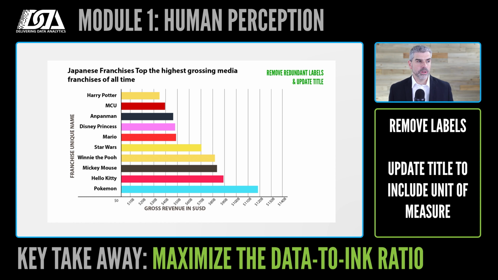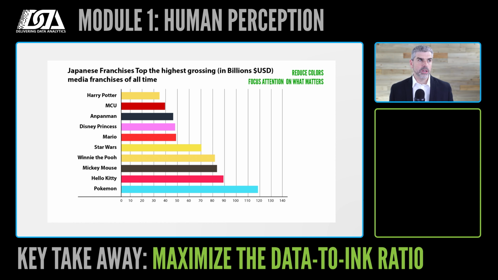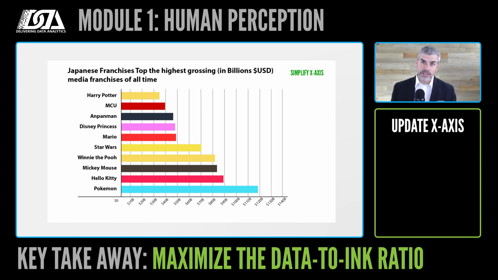Now, because we took away the label on the x-axis, gross revenue in USD, we've put it up in the title. So now you can see Japanese franchises top the highest grossing in billions of US dollars media franchises of all time. So now it's embedded in the title, and we don't have to worry about it later on. Because we've done that, we can now simplify the x-axis. Because we know we're talking about billions of US dollars, we don't have to have a dollar sign and a billion on every single number. Again, we're increasing the data to ink ratio, and we've not lost data.